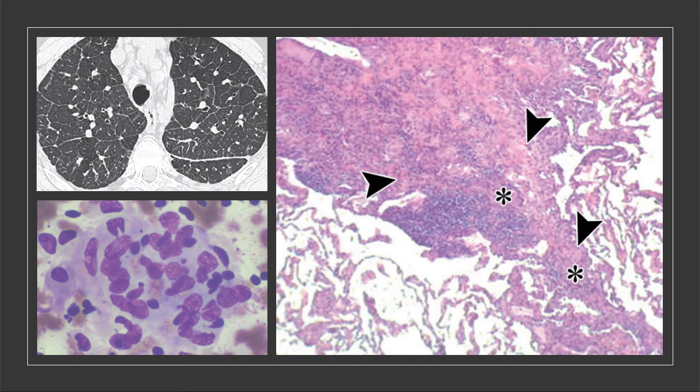I want to show several cases of sarcoidosis to understand how morphological findings correlate with the CT features. You see a CT scan that shows mediastinal lymph node enlargement and a reticular pattern produced by nodularity and thickening of intralobular septa, pleural surfaces, and fissures.